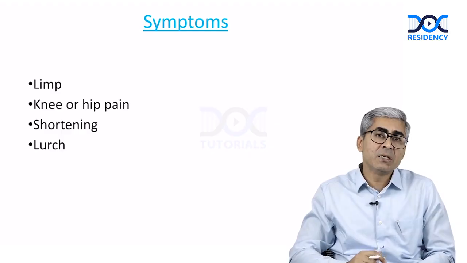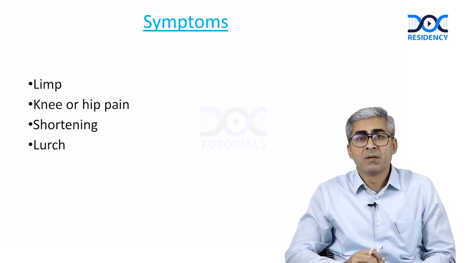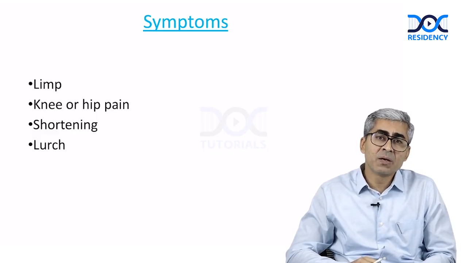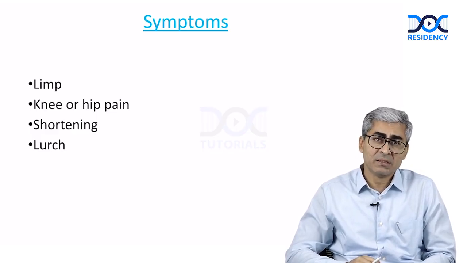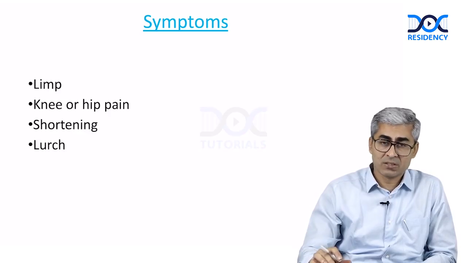So what do we see clinically? Initially the child may present with a painful limb, and slowly the limb becomes painless, and you may see minimal shortening with a painless limb in later stages. And you may notice a Trendelenburg gait, that is a lurch, and the shortening is generally minimal.